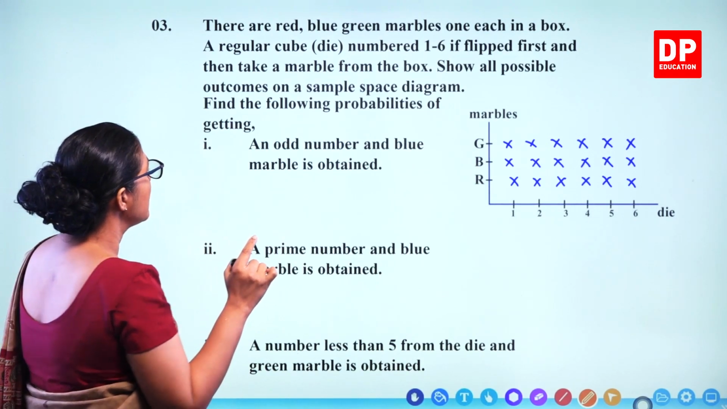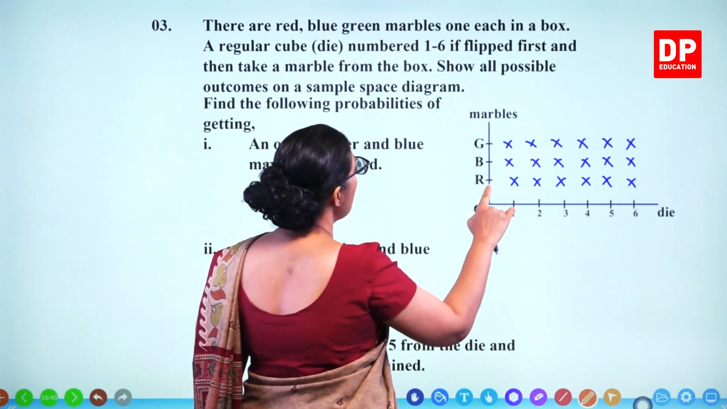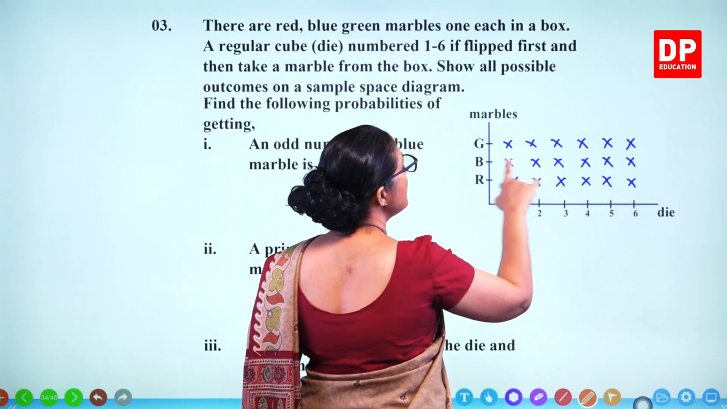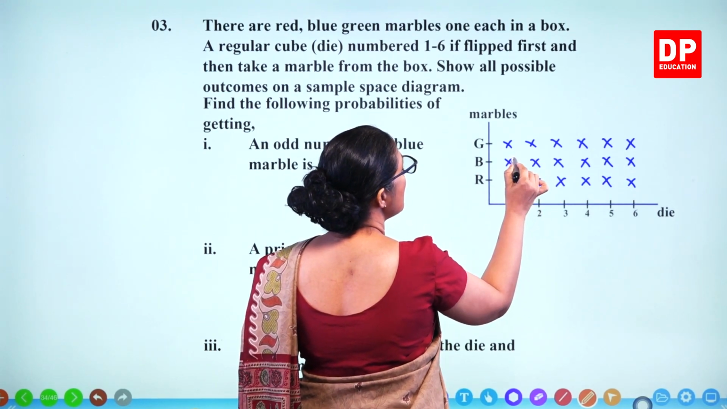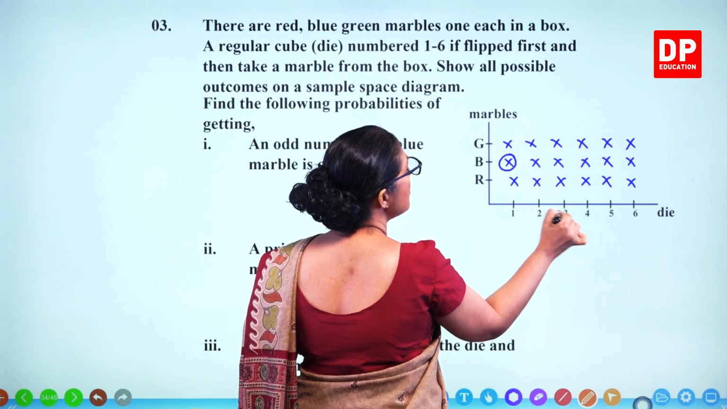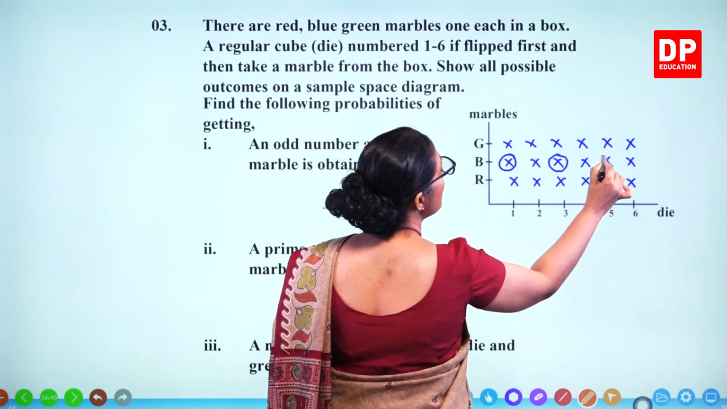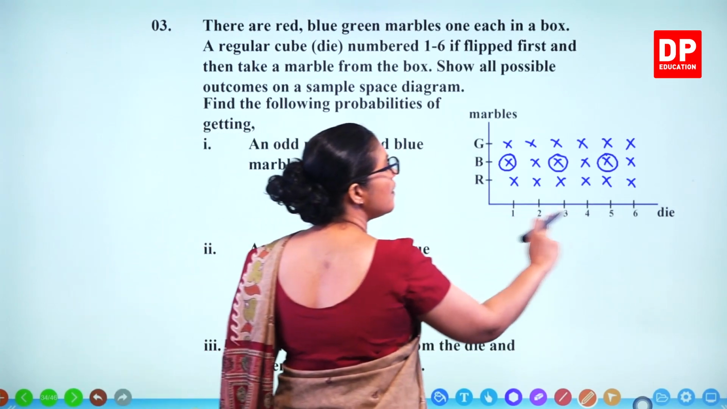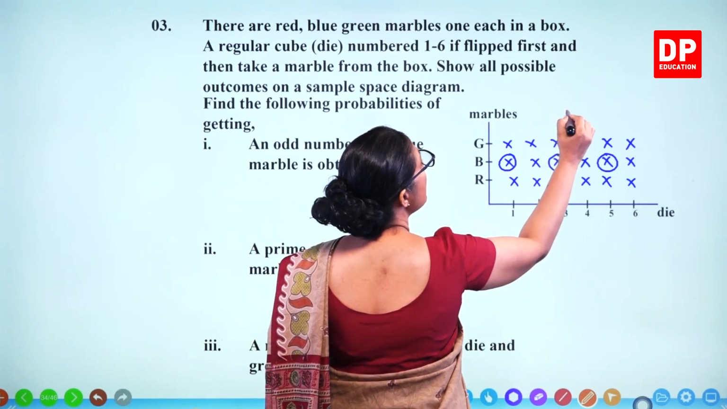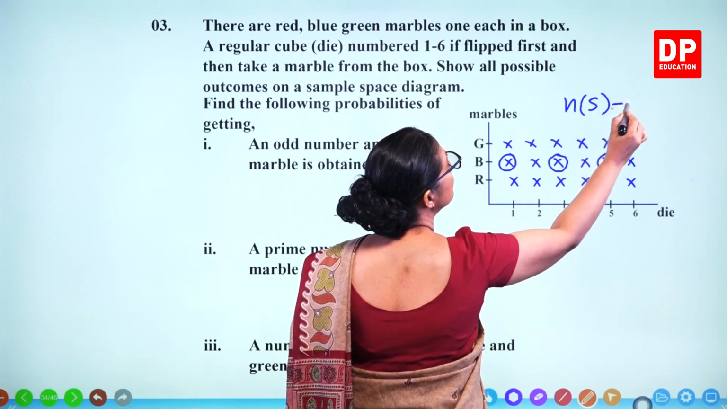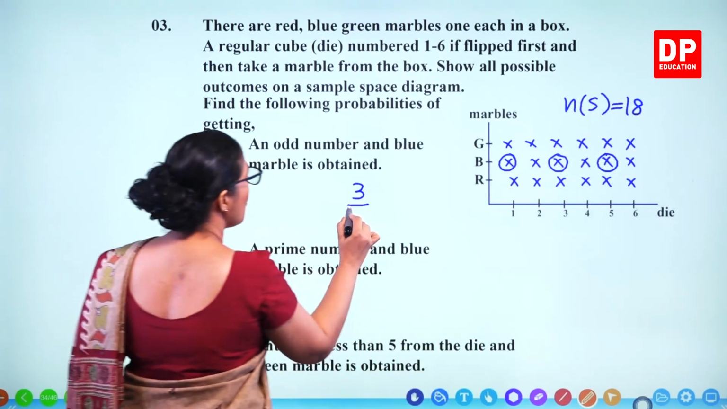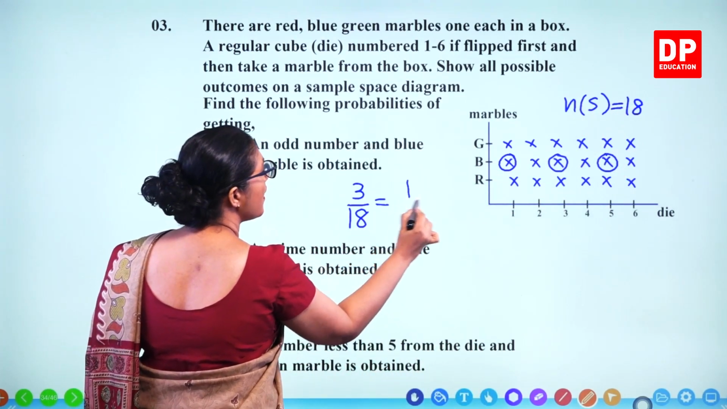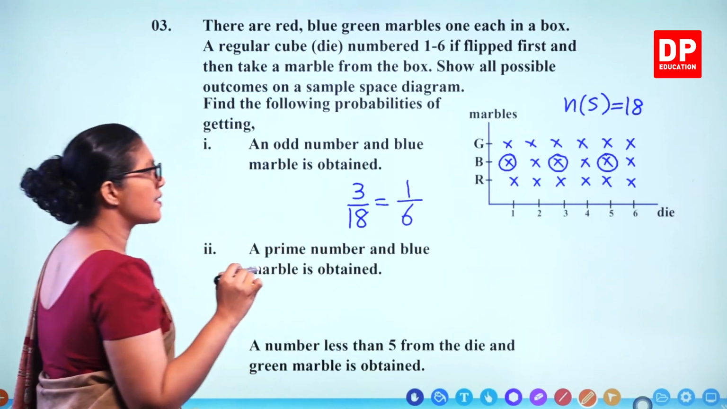And then it says find the following probabilities. An odd number and blue marble is obtained. Odd number and blue. Blue is here. Odd number means how many? 1, 2, 3. 3 outcomes. Out of this is 6 and 3, 18 outcomes are there. 3 out of 18, or you can simplify and write 1 over 6.